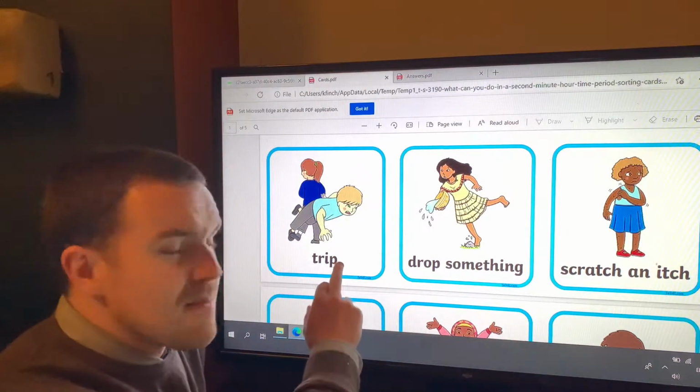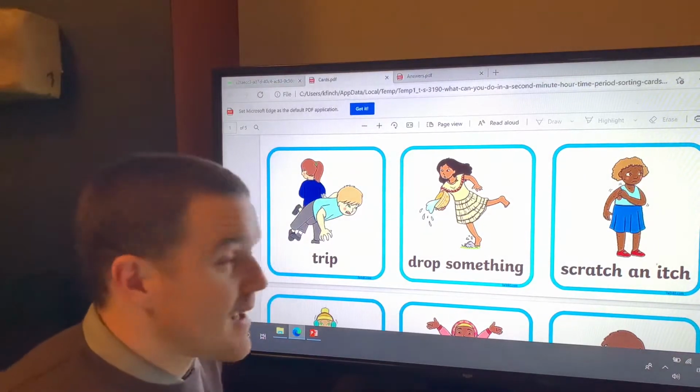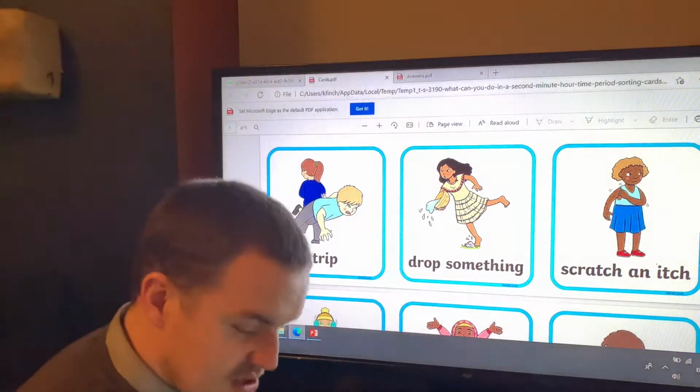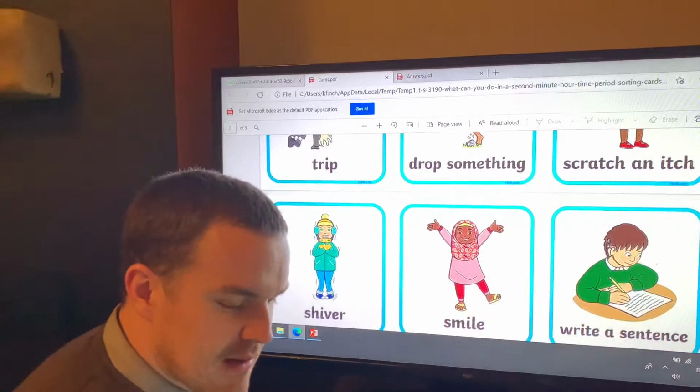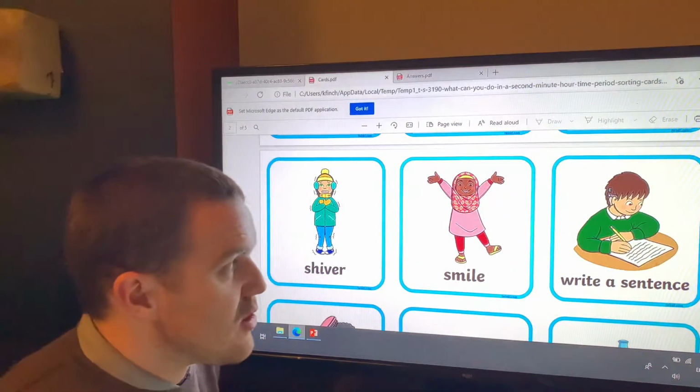Also, look, we have a trip that can happen really, really quickly, can't it? When you have an accident, a scratch on your face, that can happen really quick, or just dropping something. So they would all take seconds. Okay. There's a few more. A shiver could be very quick, or a smile.